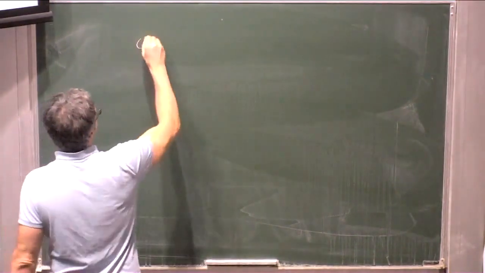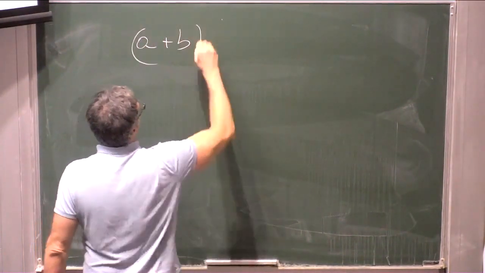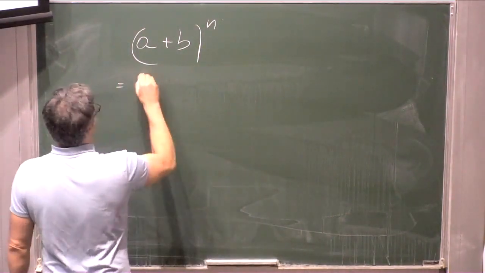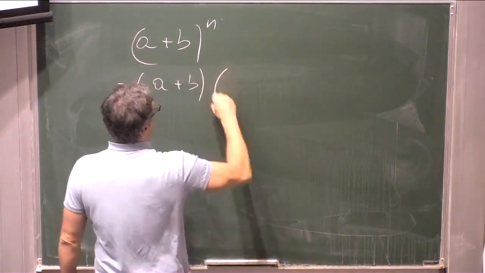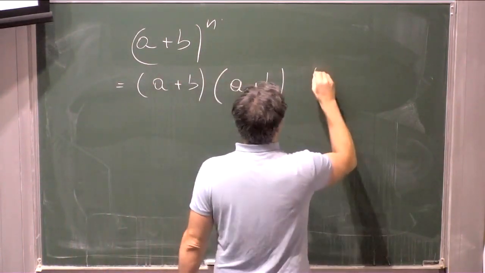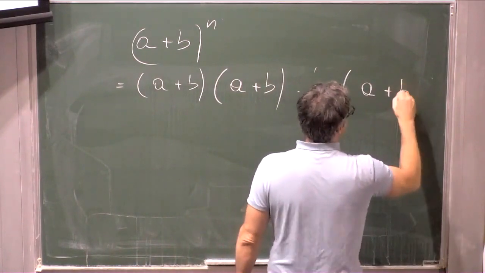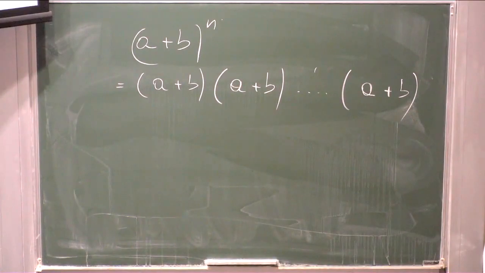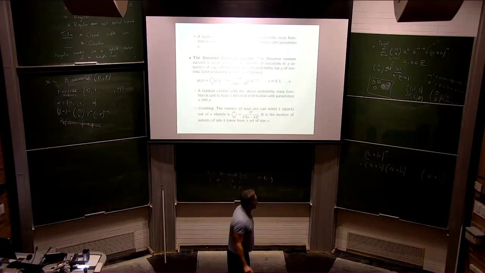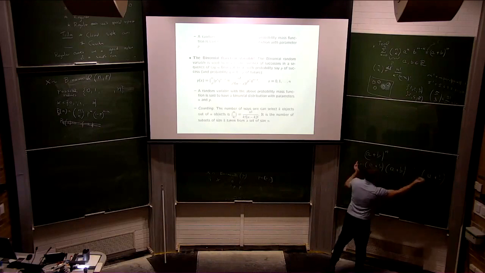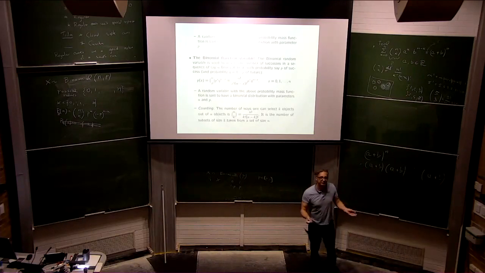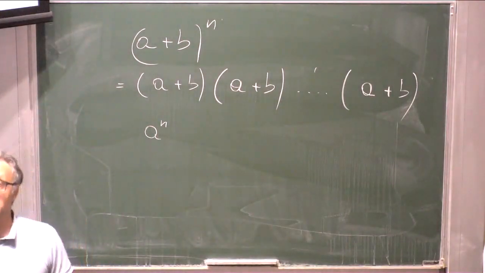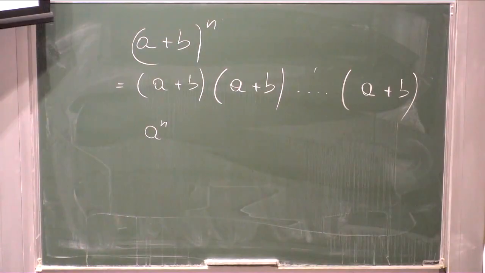So we start from the other part. (a plus b) to the power n. How can I write it less elegantly? This is equal to (a plus b)(a plus b)(a plus b), written n times. It's very inefficient. Are we good? Now, when I multiply out these, what can I get? I can get a to the power n in a single way. I need to multiply all of them, a.